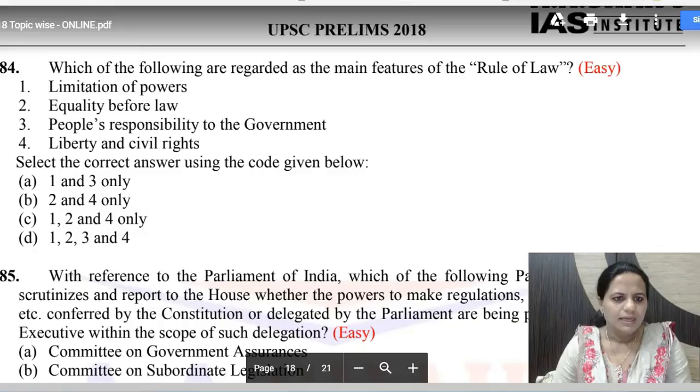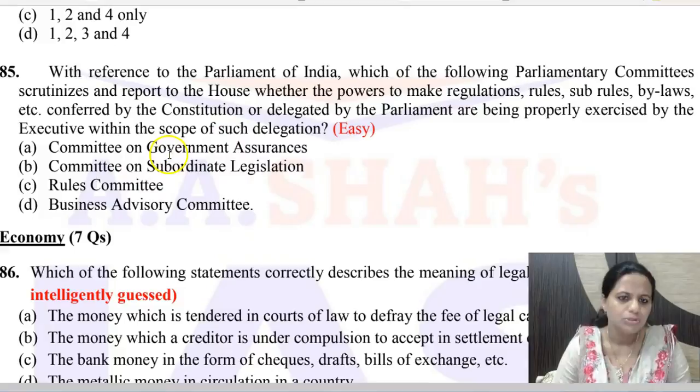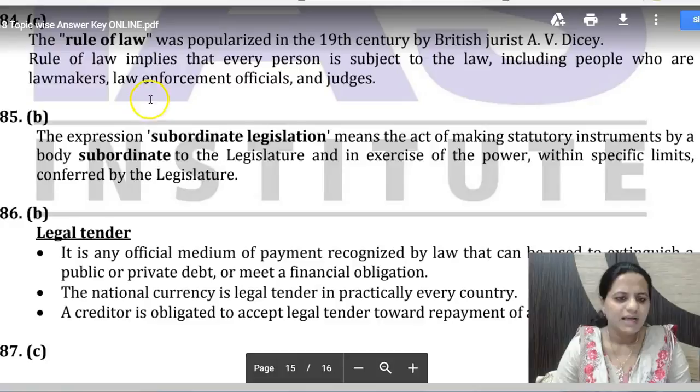Then next is, with reference to the Parliament of India, which of the following parliamentary committees scrutinize and report to the House whether the powers to make regulations, rules, sub-rules, bylaws, etc. conferred by the Constitution or delegated by the Parliament are being properly exercised by the Executive within the scope of such delegation? This is a very easy question. It's the Committee on Subordinate Legislation. So you should know about subordinate legislation. It's an important part of polity and governance. So 85, the answer is B.